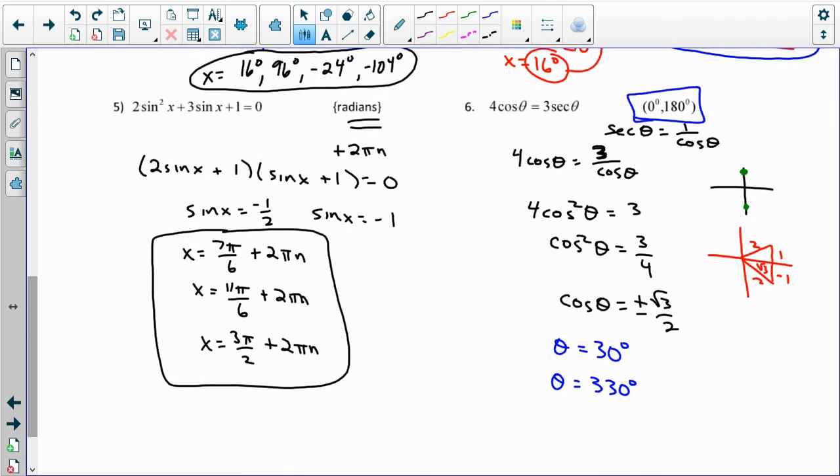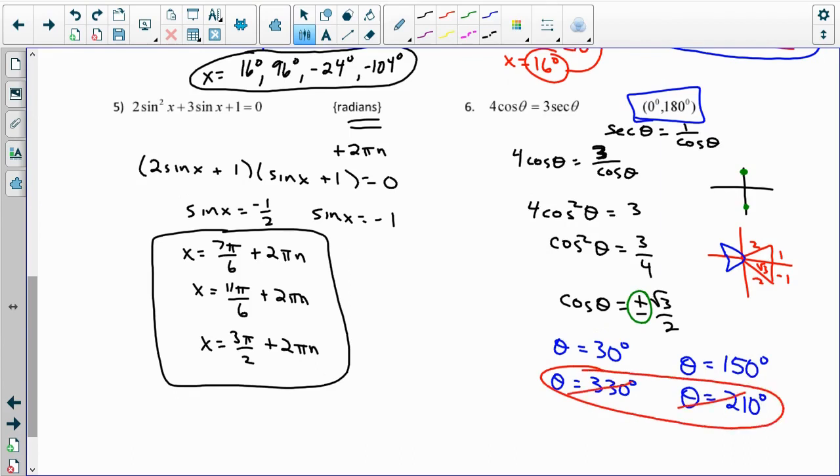So because that's the case, then, I almost forgot. I had a plus or minus. So that means I need the second and the third quadrants as well. My fault. So I have 30 and 330, and then I also have 150 and 210. The 210 and the 330 don't work in this problem because they're outside the domain. So that means I only have 30 and 150 as my answers.